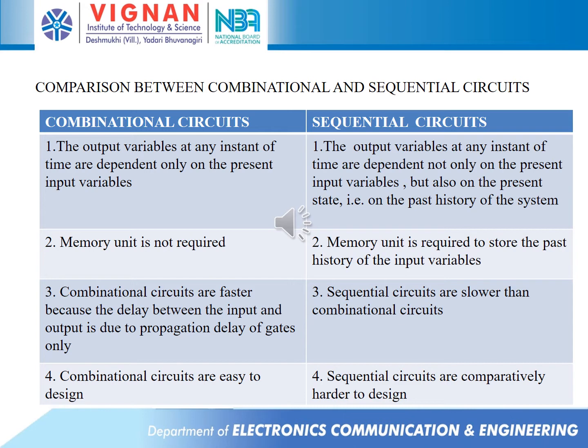Combinational circuits are faster because we are not using any clock signal. In the sequential logic circuits, we are using a clock signal. That's why they are somewhat slower in operation. Combinational circuits are easy to design. The sequential circuits are harder to design.